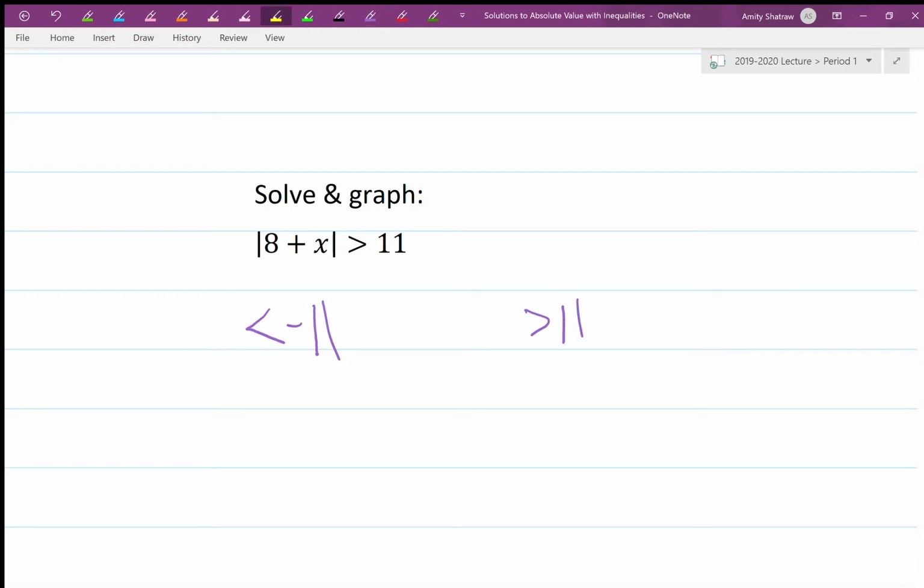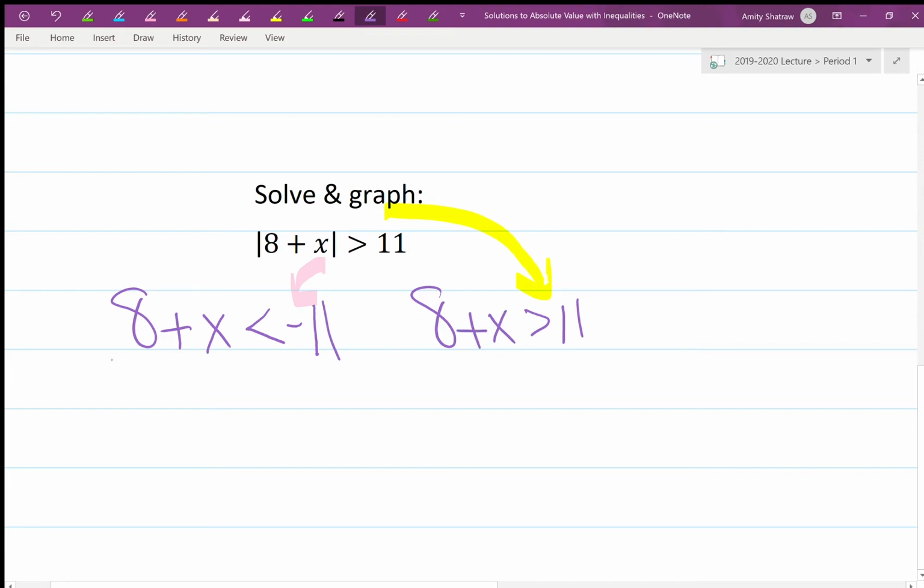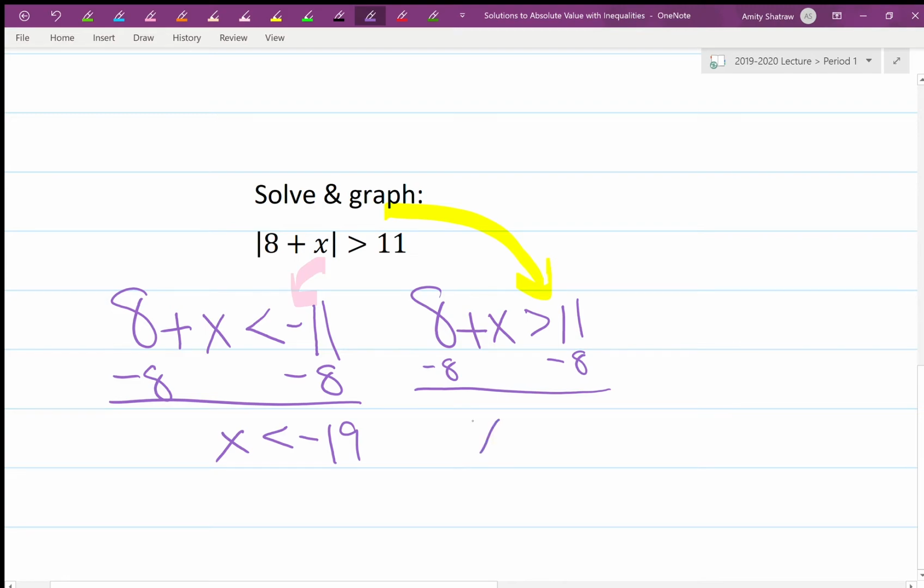So this is the original part of the problem. And this is the part where I am changing it up to take into account the fact that I could take the absolute value of the quantity 8 plus x. And let's use algebra to help us solve this now. So I'm going to minus 8, I'm going to minus 8. Turns out that x needs to be less than negative 19 if I want to get the correct solution. Over here, I'm going to minus 8, I'm going to minus 8, or x needs to be greater than 3.